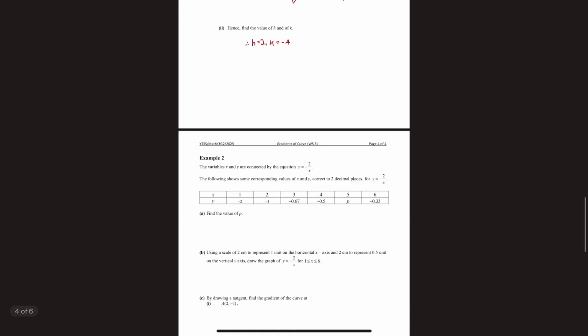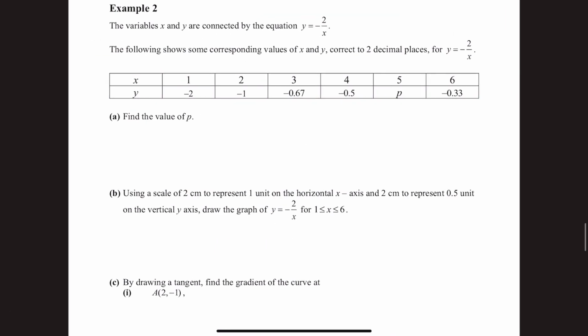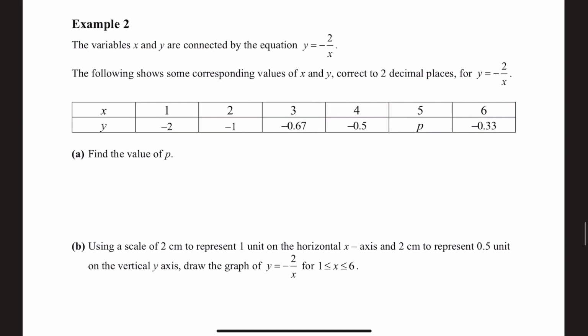Let's now move on to example 2. Okay, example 2, you need a piece of graph paper. Please take out a piece of graph paper. Okay, I'm given this question here. Variables x and y are connected by this equation here. Okay, and therefore I am given the values of x and y with the corresponding values up to 2 dp for this equation here.